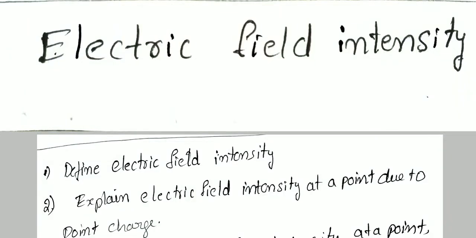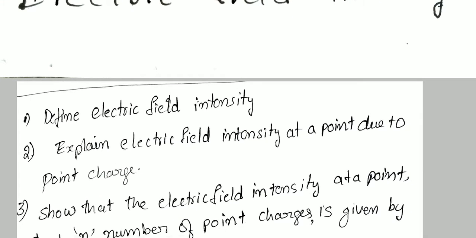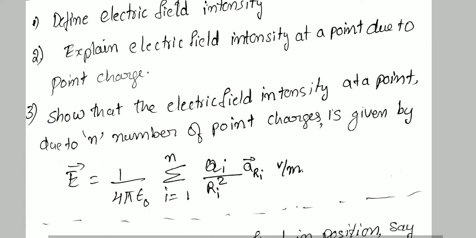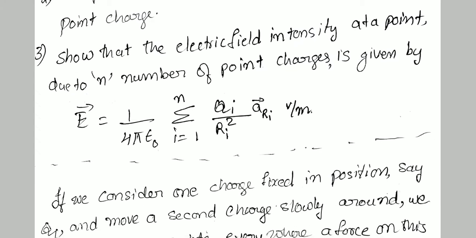Students, today we are going to study electric field intensity. So the questions they may ask in this are: define electric field intensity, explain the electric field intensity at a point due to a point charge, and show that the electric field intensity at a point due to n number of point charges is given by this formula, that is E is equal to 1 by 4 pi epsilon naught summation of i is equal to 1 to n, qi divided by Ri square, into AR.